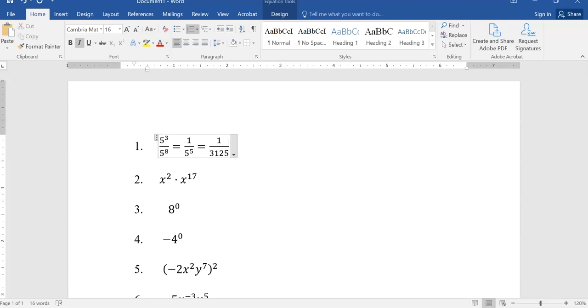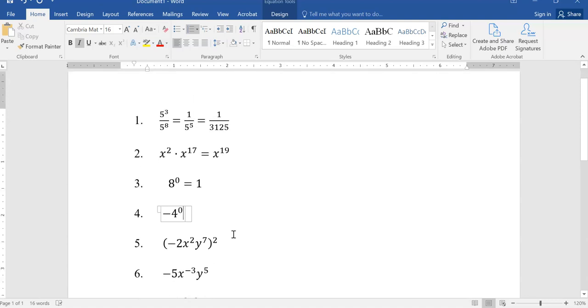On the second problem, we have x squared times x to the 17th. This is a product rule, so we're going to add those exponents up and get x to the 19th as our answer. 8 to the 0 power, well, we know that anything to the 0th power is 1. So 8 to the 0th power is 1. Again, as long as our base isn't 0, anything to the 0th power is 1.